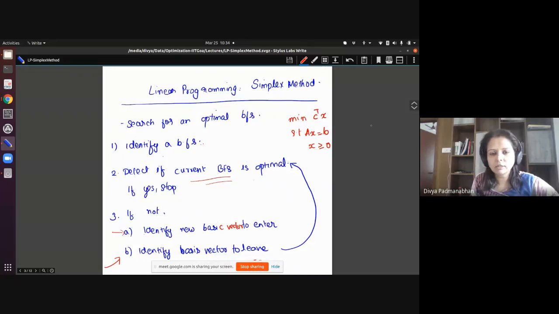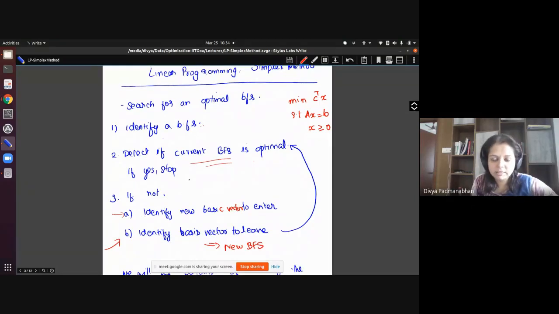Okay, and we saw the steps were like this: you identify a basic feasible solution, because at optimality there's going to be a basic feasible solution which attains the optimum value. So that's where you restrict your attention to basic feasible solutions. The algorithm is: you first identify a BFS, then you detect if the BFS is optimal. If yes, you stop. Otherwise, you identify a new basic variable to enter, which could hopefully improve the objective.